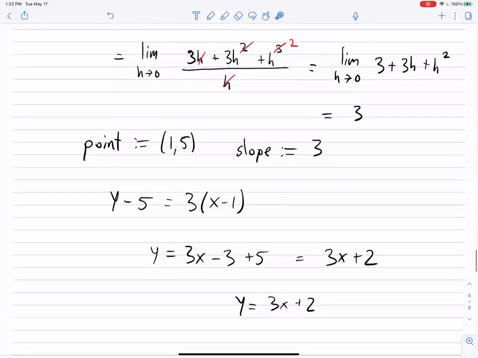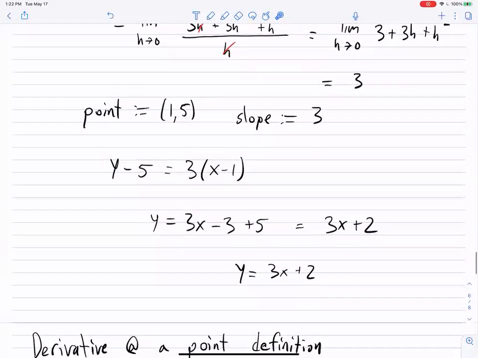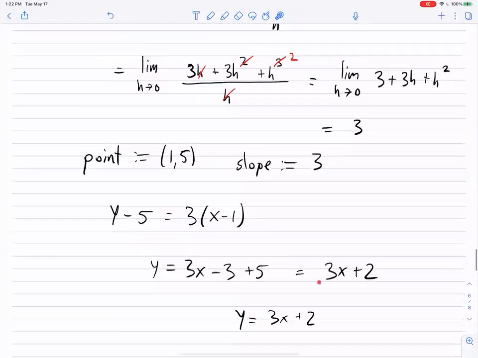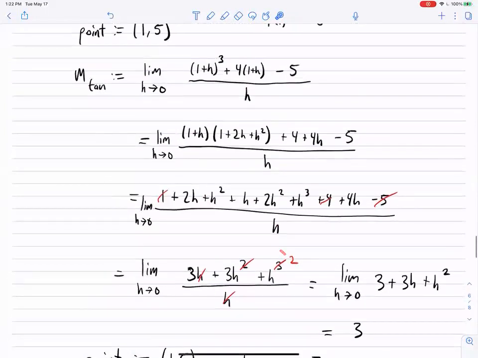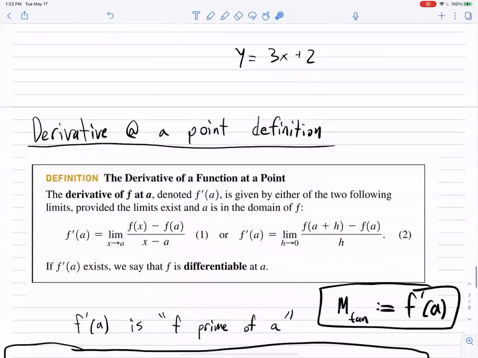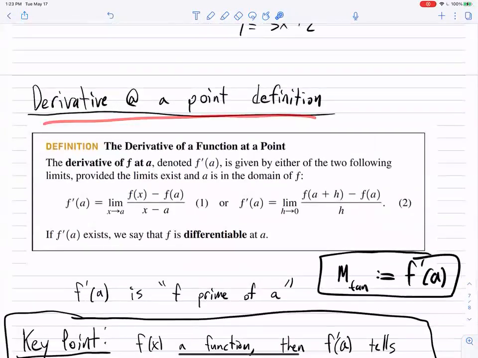And now that we've calculated some tangent lines, we're actually ready to give the definition of the derivative. And it is precisely this equation right here where we found the slope of the tangent line. And so let's just define it. So the derivative at a point definition, the derivative of a function at a point. So the derivative of f at a, denoted f prime of a, is given by either of the following two limits, provided the limit exists and a is in the domain of f.